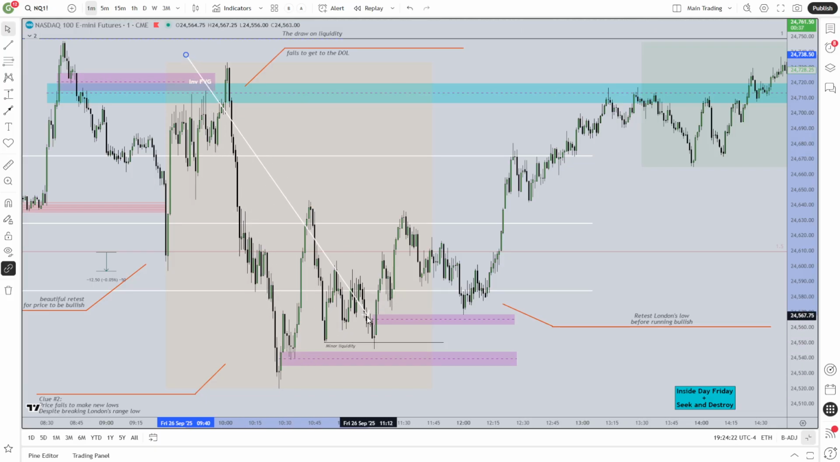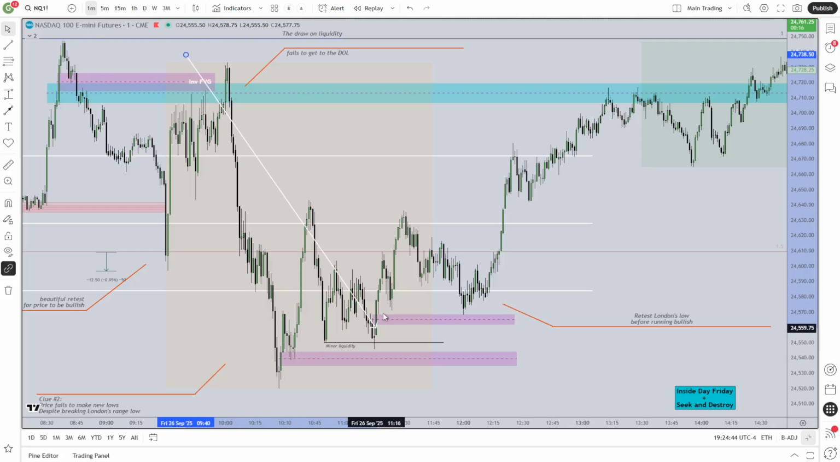And that is the sentiment where we start to think, well, I've cleared both sides of London. I've had a run up, aggressive run down, and now I'm failing to make new lows despite being below London's low. Something's up. The market should continue.